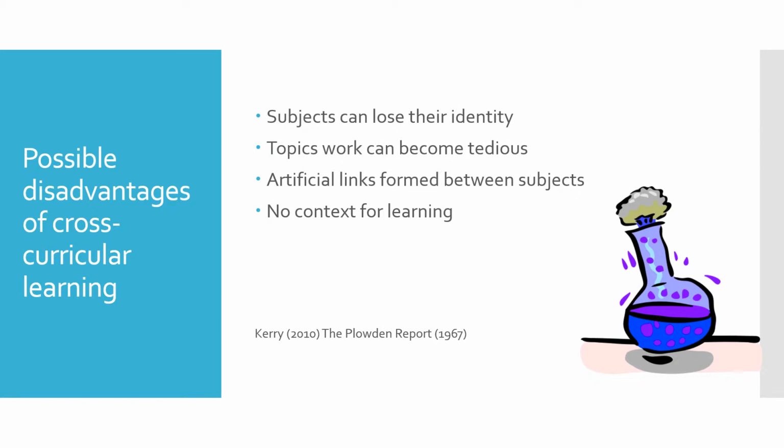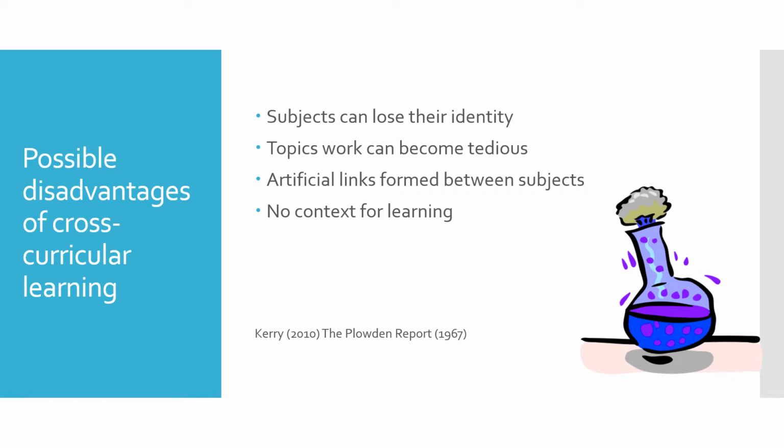On the other hand, there are also known disadvantages to cross-curricular learning, such as subjects can lose their identity and this can potentially confuse pupils. Topic work cuts across the boundaries of subjects, meaning there is no direct reference to a specific subject area. Work can revolve around one topic for a week, a month, or even a year, meaning children may become bored or uninterested with the work.